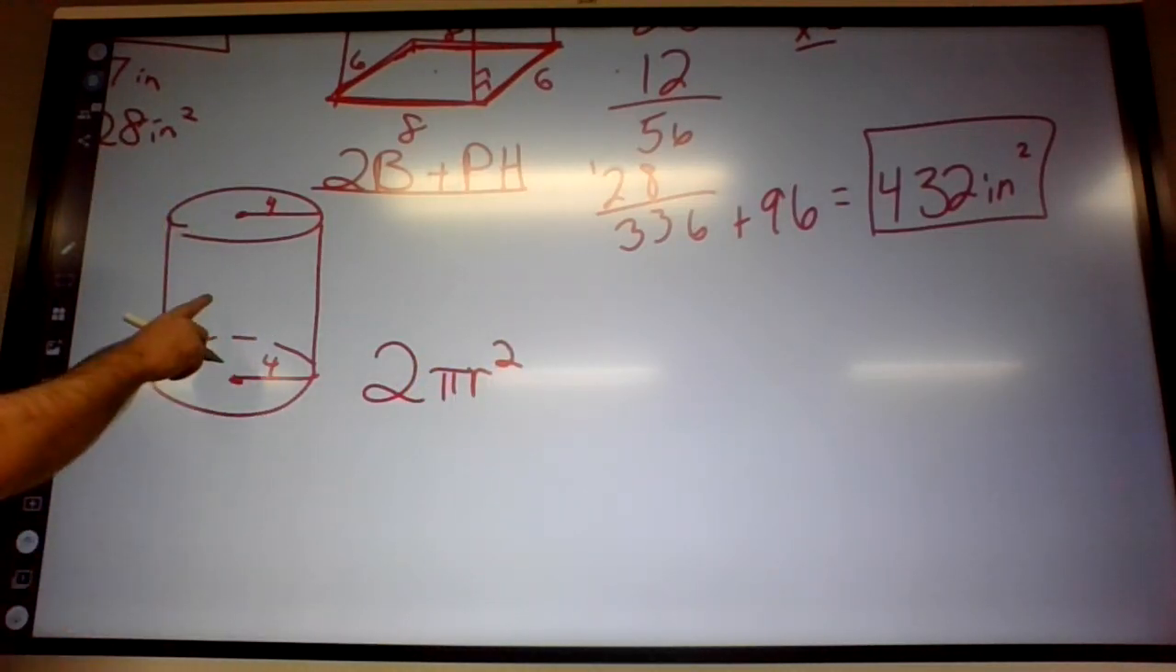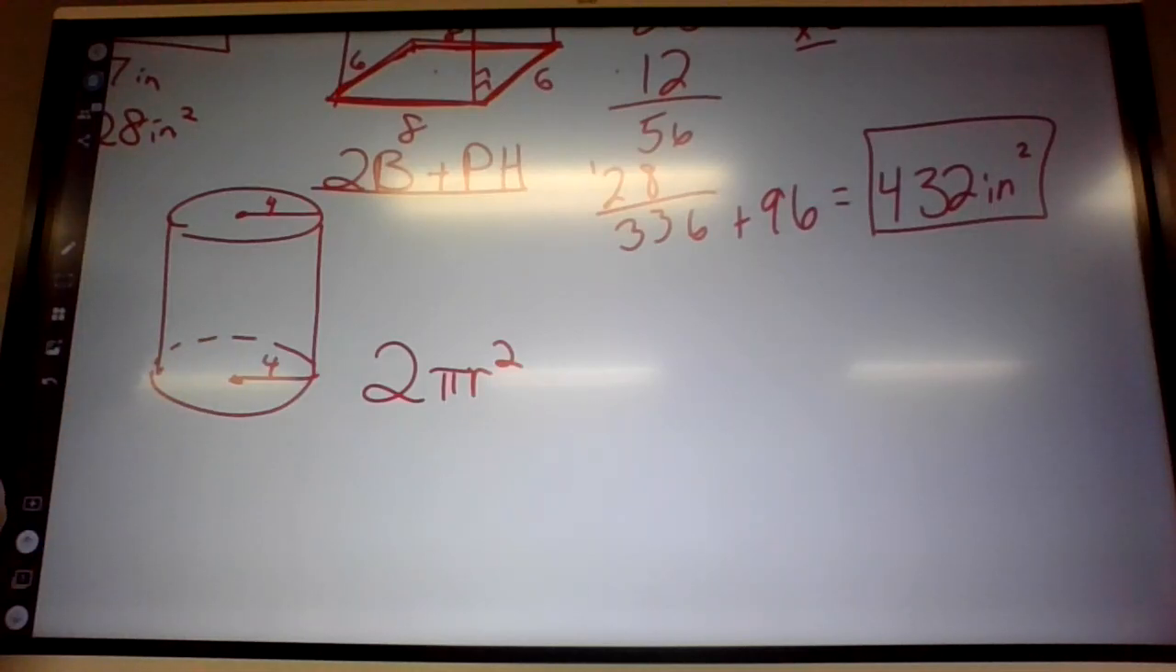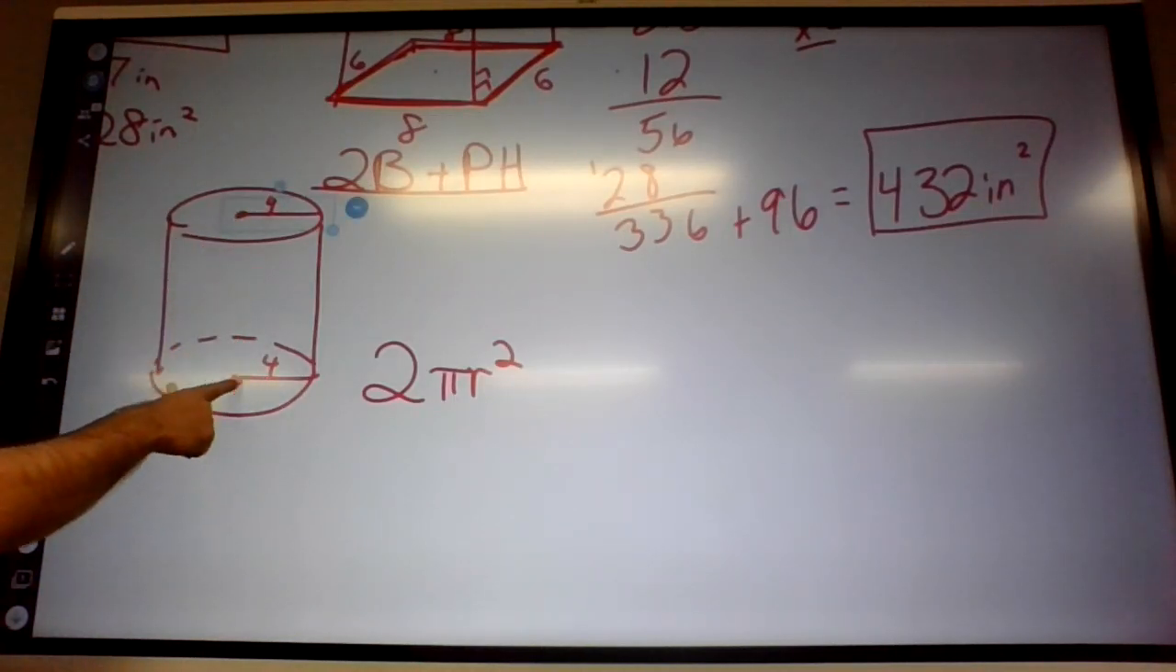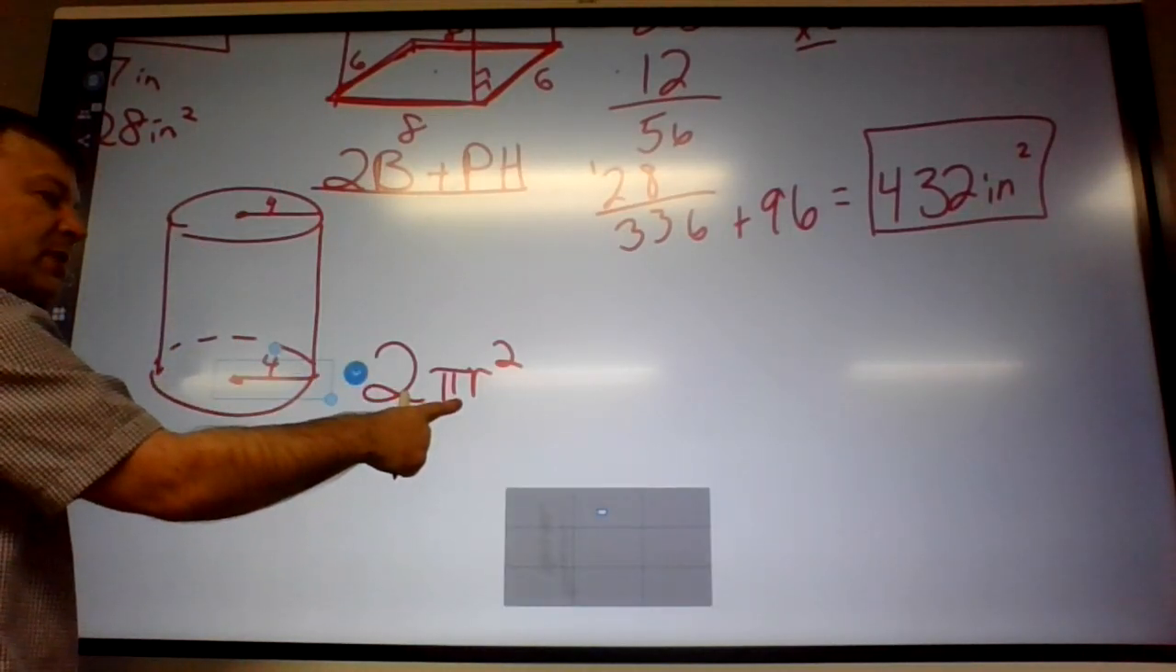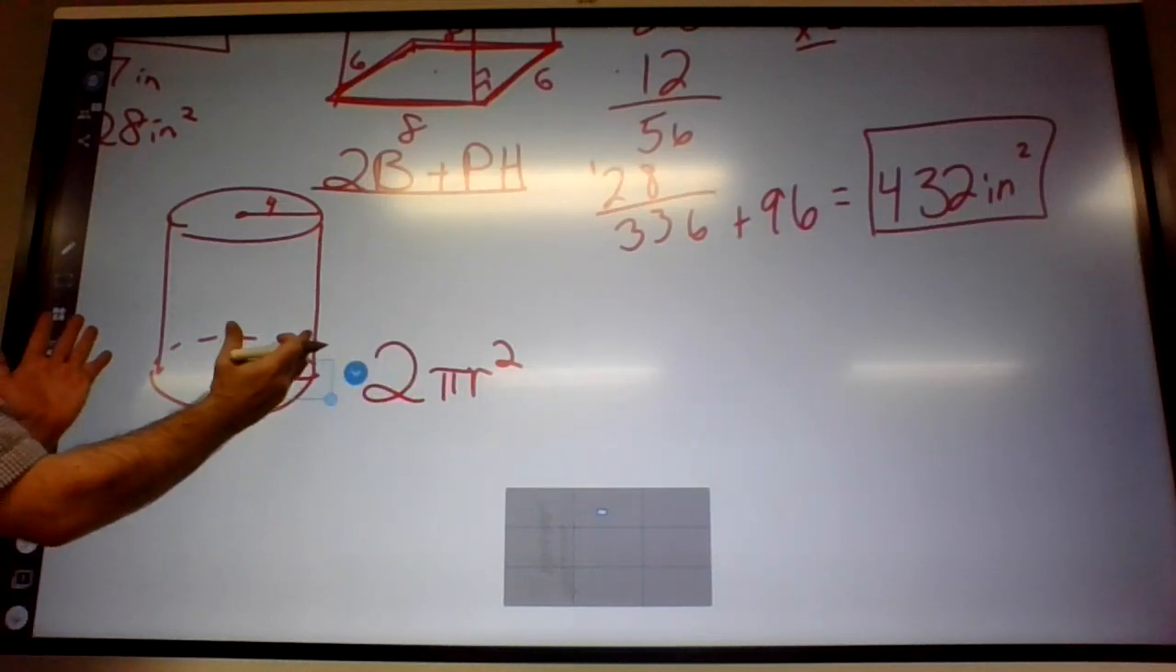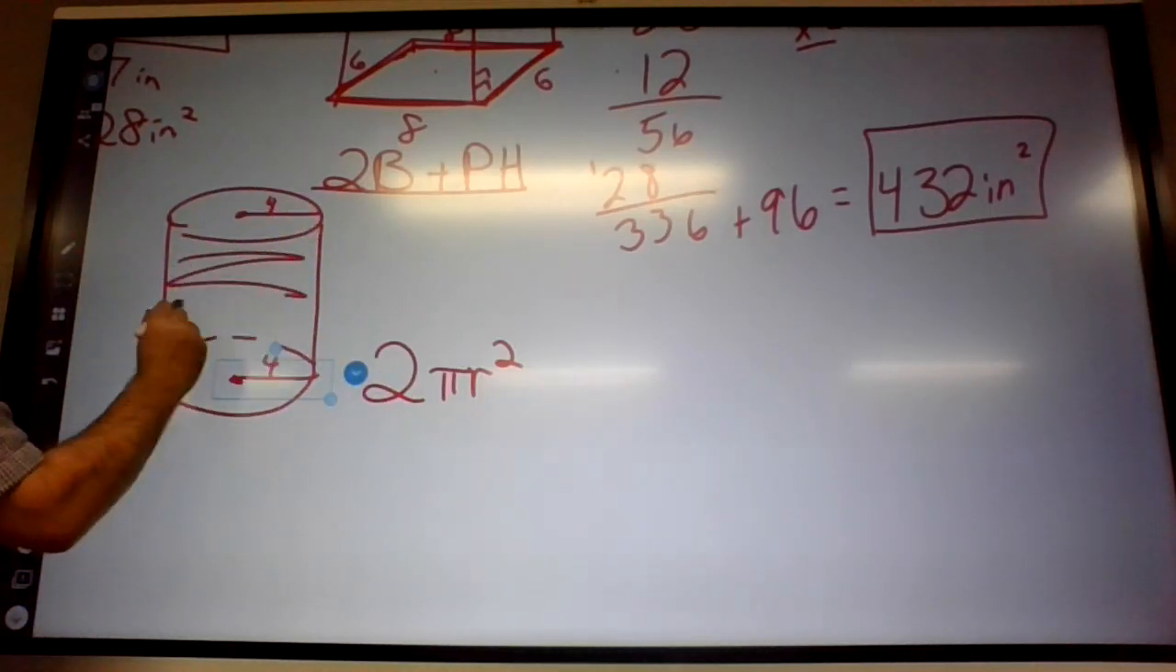Now, unlike the area chapter, I'm not going to make you memorize these formulas. You just have to be able to use them. Okay? So anyway, the two circle areas would be 2 times pi r squared. But how do we find the lateral surface area, all this stuff in the middle?